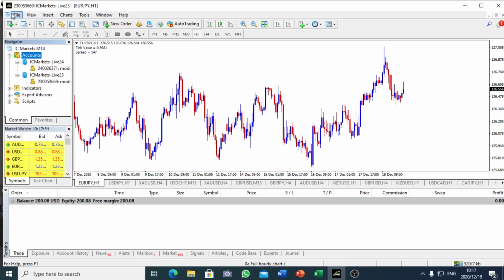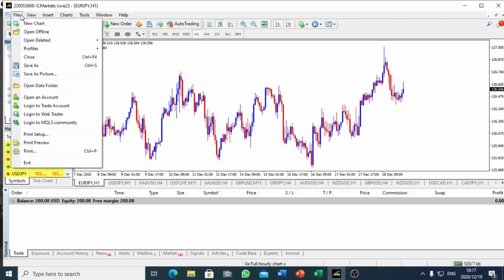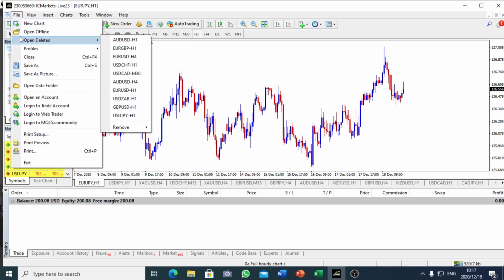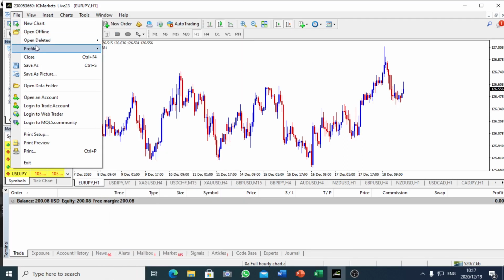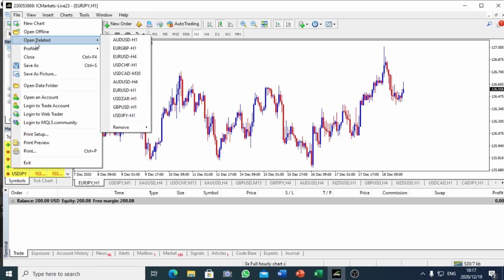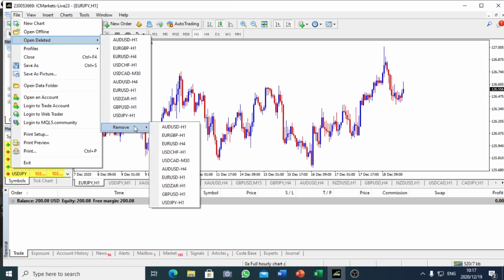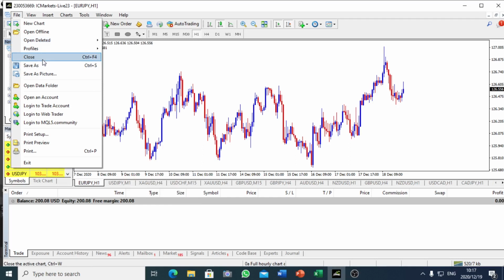We talked about menu area. In menu area, you'll find your file. From your file, you will find new chart. If you want to open a new chart, open offline, and so on. The profiles, we talked about them. You can still find them here. Open deleted, the pairs that you deleted, and you can also remove. Then you can close the platform.